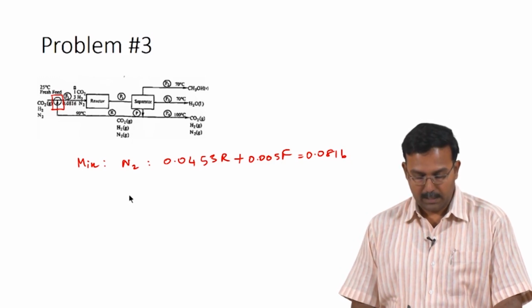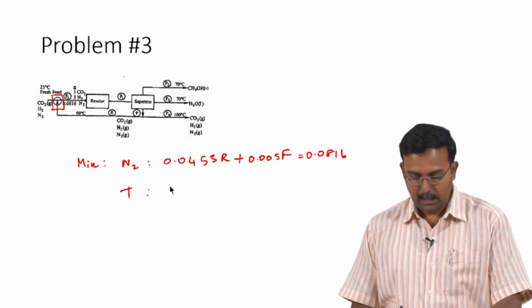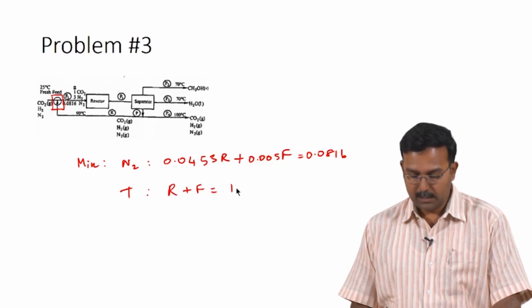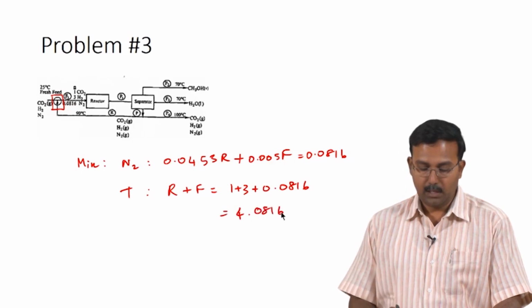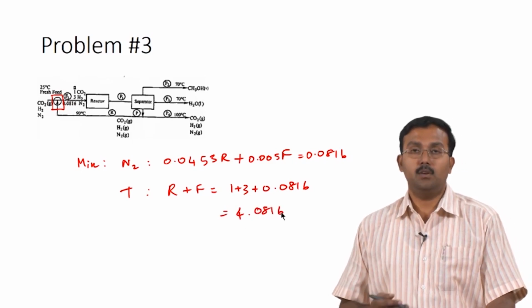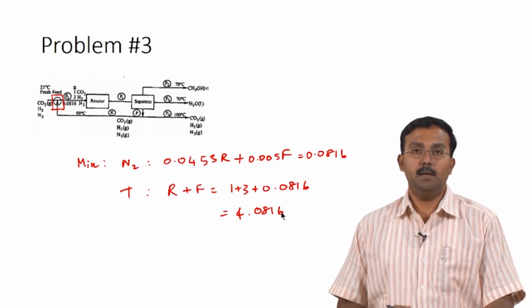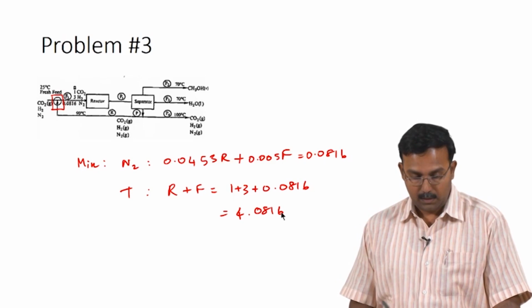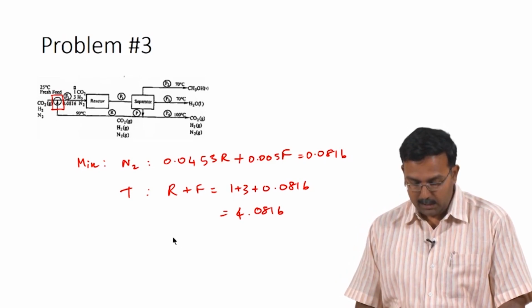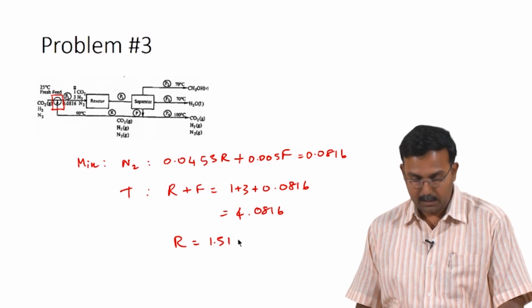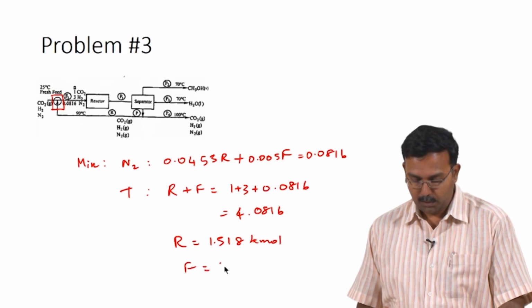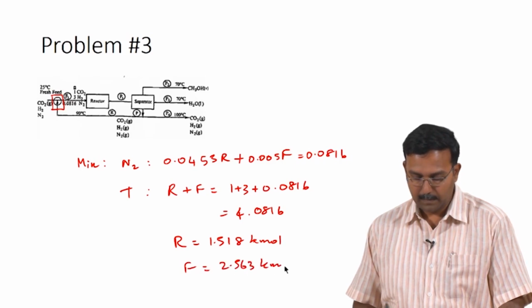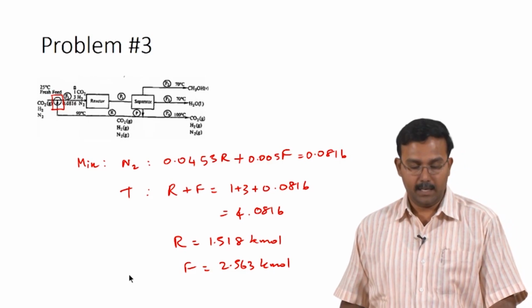So, we can also write a total balance. The total balance would be R plus F equals 1 plus 3 plus 0.0816. So, this would then become 4.0816. Now we have two equations and two unknowns. Solving these two equations simultaneously, we would be able to get the values for R and F. So, let us see what the values would be. Solving these, we get R equals 1.518 kilomoles and F equals 2.563 kilomoles. So, this gives us the values for R and F.